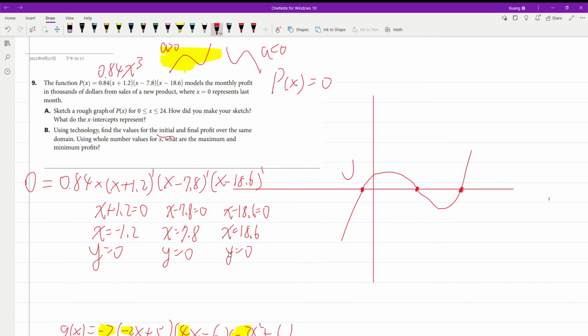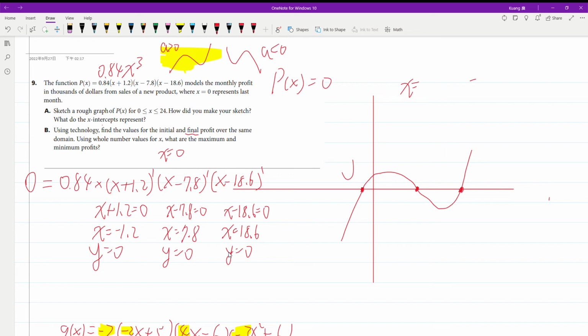Initial means x equals 0. Use your calculator. First you type in the function, and then press second trace, choose the first one, value, and type in x equals 0. The calculator will help you find the value of y. That's how you find the initial profit.